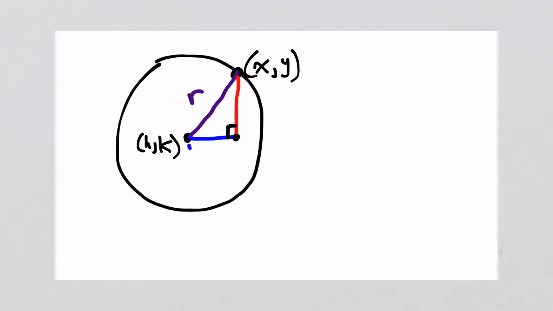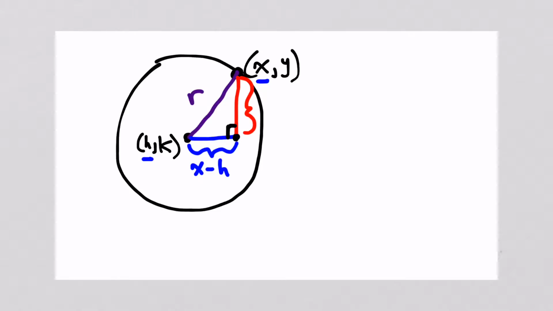Well, if I look at that blue line right there, you might see that I am changing my x value, but the y value is staying the same. So I'm looking at the difference between that x value of h and this x value of, well, x. I can find that distance by subtracting the two, so I can express the length of that blue line as x minus h.